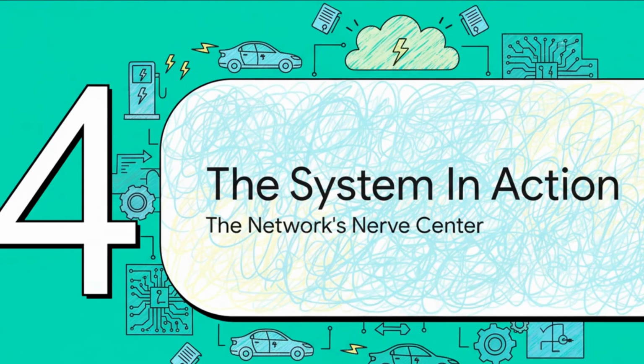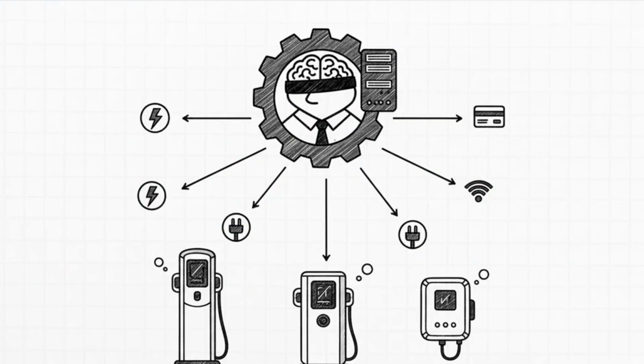Okay, so we've laid all the groundwork. We have our contracts, we have our different workers that can fulfill those contracts. Now it's time for the payoff. Let's see how the brain of the operation, the nerve center of our network, puts all of this together. So meet the charging session controller. This is the manager that oversees a single charging session.